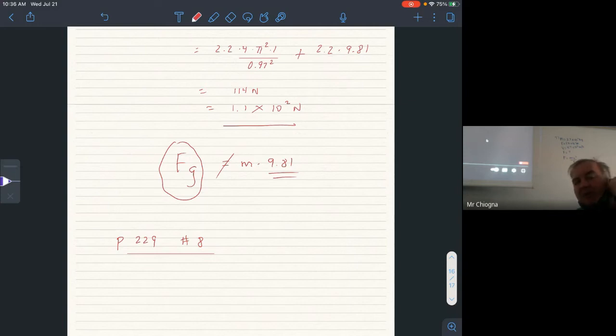Both of them exert a pull on each other. They both experience a pull from the other person. And that force that they experience is the same in magnitude, but opposite in direction. The 60 kilogram person feels pulled towards the 80 kilogram person.